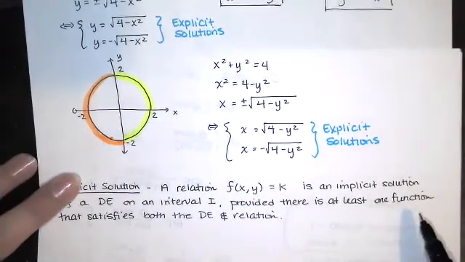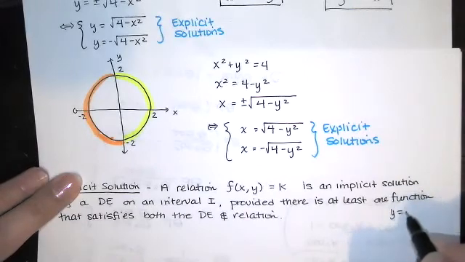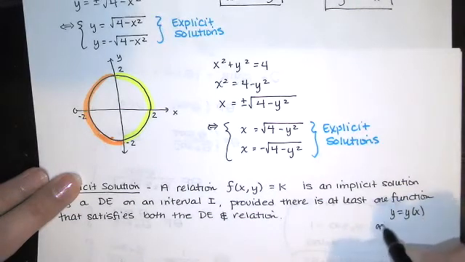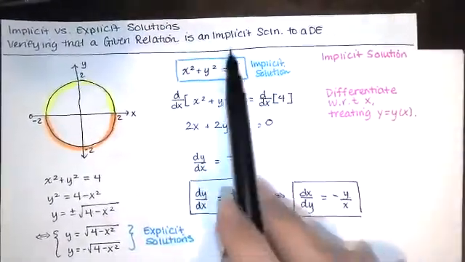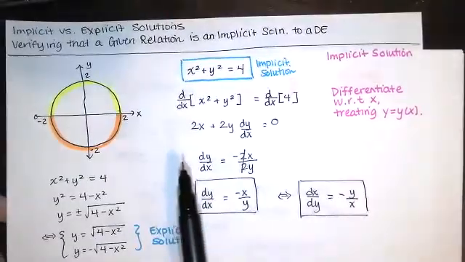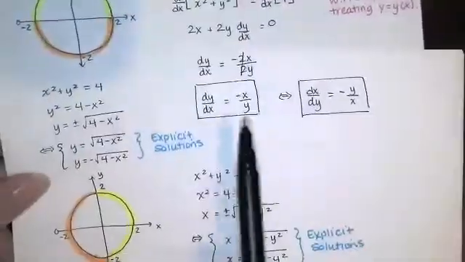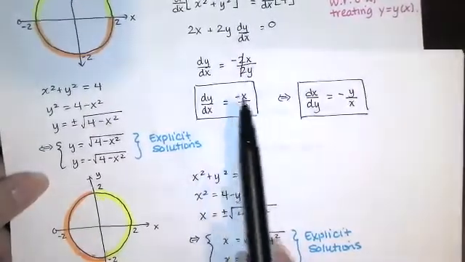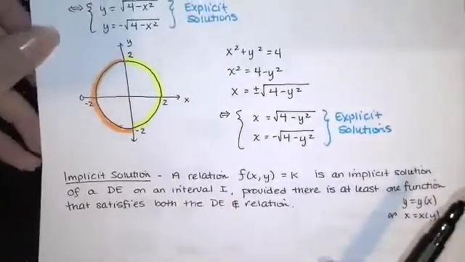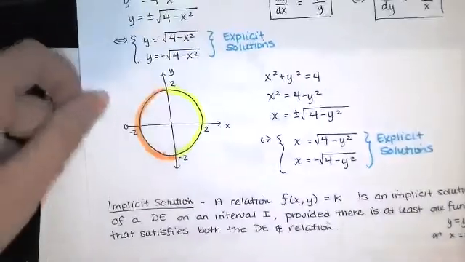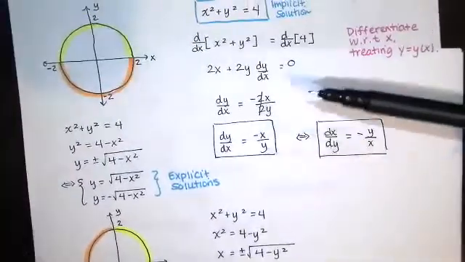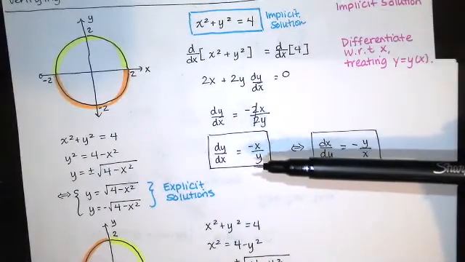So we're saying there's at least one function, and that function can be y as a function of x, or it can be x as a function of y, that satisfies this relationship. Like in this concrete example, we had x squared plus y squared equals 4, and the differential equation, which could be this one or it could be this one. So that's what an implicit solution is. Now, in order to come up with this differential equation, I differentiated implicitly.